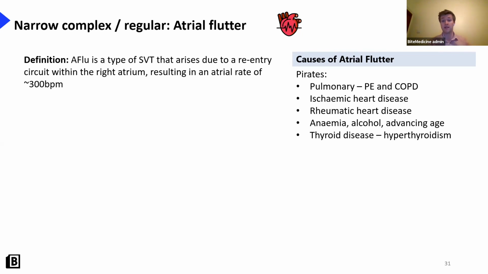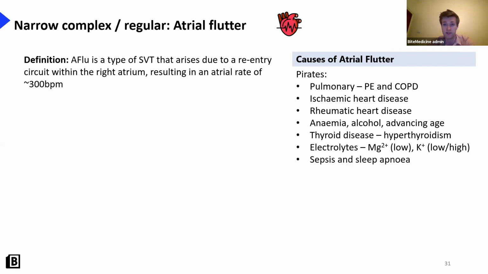Thyroid disease, so particularly raised thyroid levels, can cause fluttering and fibrillation of the heart. Electrolytes, so low magnesium and either low or high potassium are common offenders. So make sure that if you're concerned at all, you do these blood tests. And then S for sepsis and sleep apnea. So yeah, make sure you've committed this mnemonic to memory.